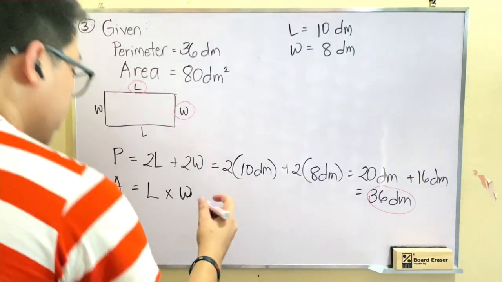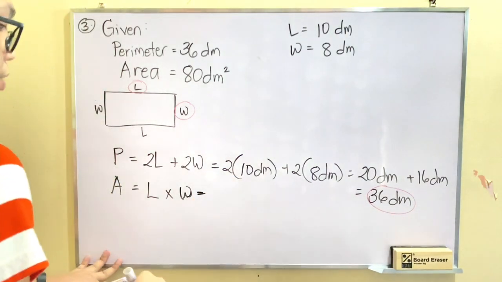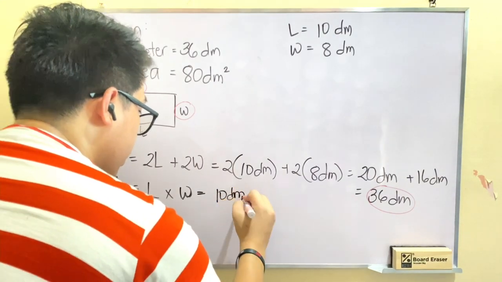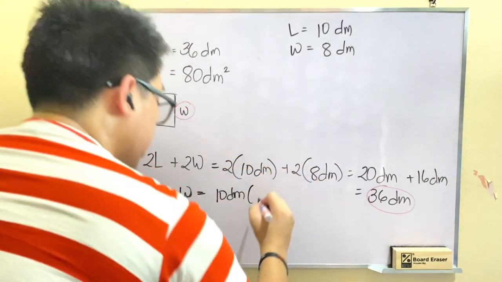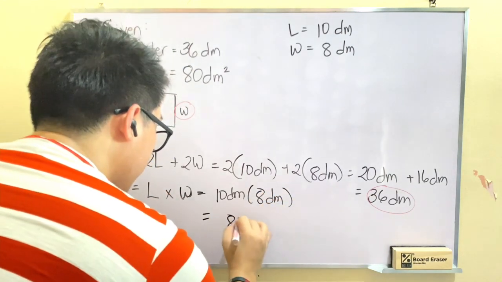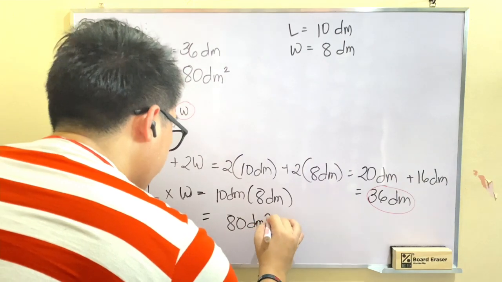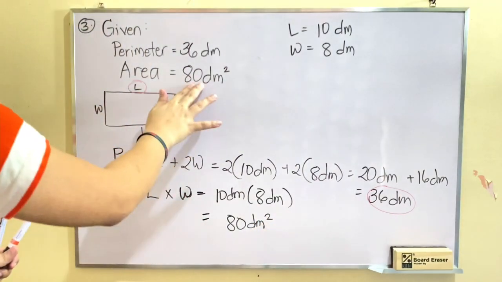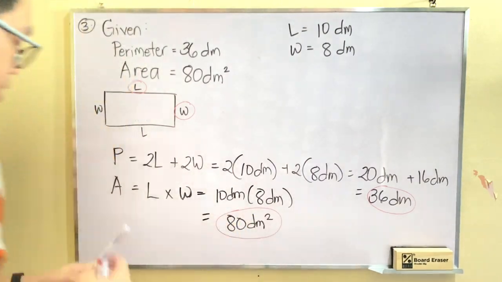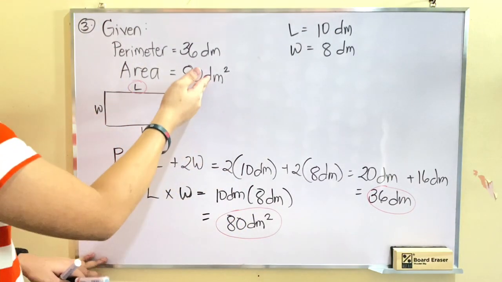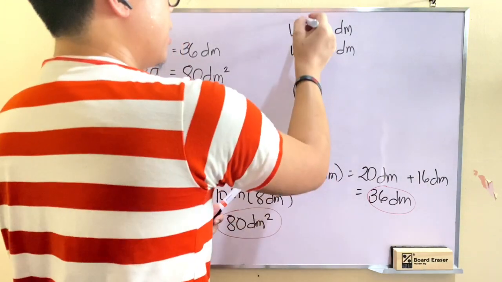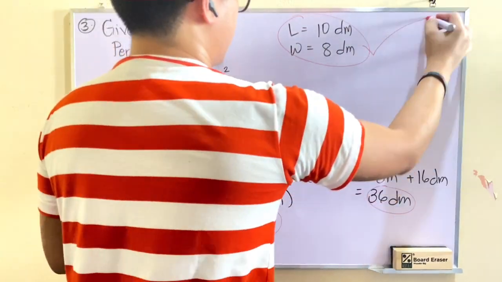Next, kailangan masatisfy din natin yung area. Length times width, which is 10 decimeter, times width, which is 8 decimeter. So, equal siya sa 80 decimeter squared. Which is, yun yung given value ng area based sa ating word problem. So, maaari nating masabi na yung naging sagot natin na length and width is correct.